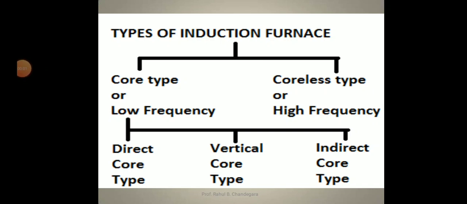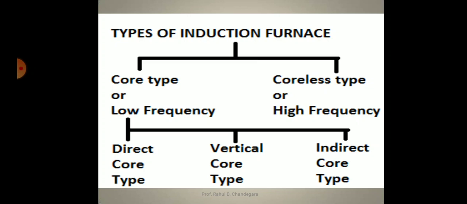In this lecture, the types of induction furnace. There are two types of induction furnace: one is core type and another is coreless type. We can say core type is also a low frequency induction furnace and coreless type is a high frequency induction furnace. In the core type or low frequency induction furnace, there are three subtypes: direct core type, vertical core type, and indirect core type.